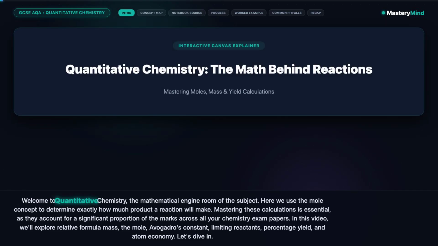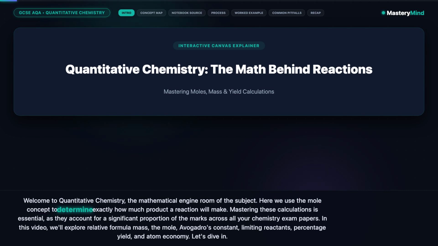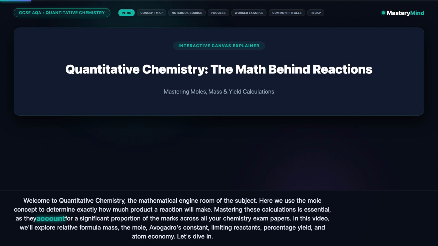Welcome to Quantitative Chemistry, the mathematical engine room of the subject. Here we use the mole concept to determine exactly how much product a reaction will make. Mastering these calculations is essential, as they account for a significant proportion of the marks across all your chemistry exam papers. In this video, we'll explore relative formula mass, the mole, Avogadro's constant, limiting reactants, percentage yield, and atom economy.